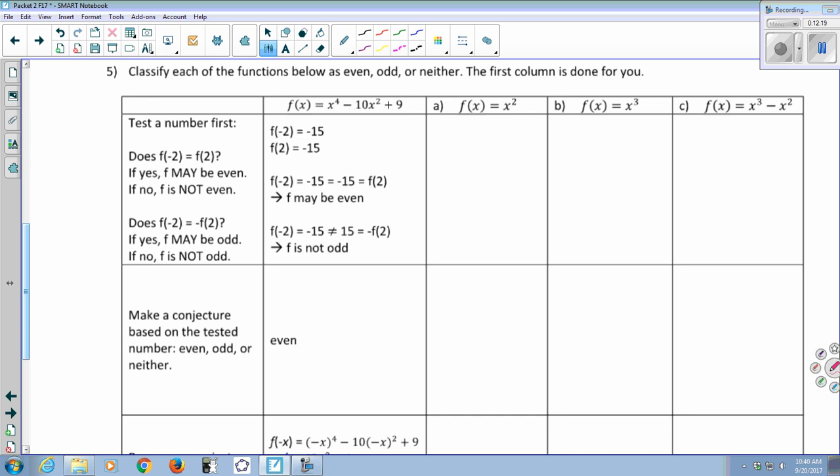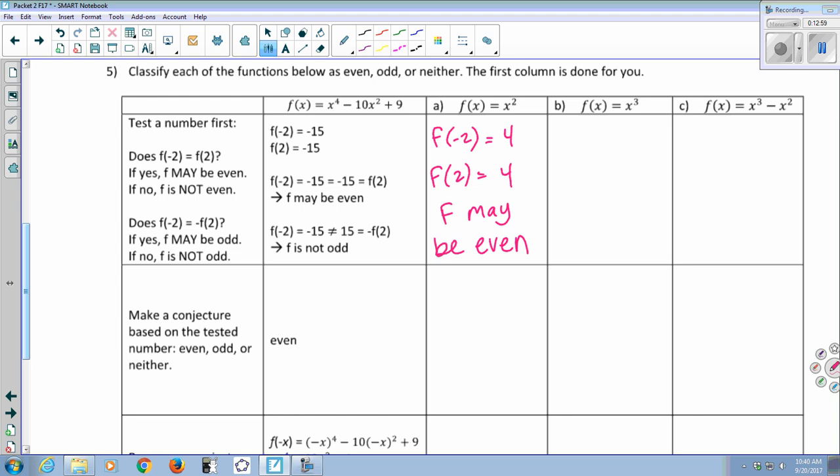All right, so for x squared, I'm going to do f of -2 and f of 2. See what I get. If you put -2 into x squared, that means -2 times -2, which is 4. Put 2 into x squared is 2 times 2, which is also 4. So I got the same y value. I plugged in opposite x values, I got the same y value. So f may be even. And a function cannot be both even and odd, so I'm not even going to check odd. So f may be even.